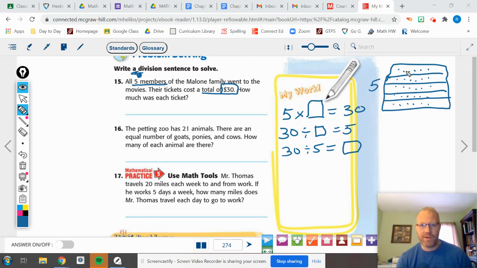How many are in each row? 1, 2, 3, 4, 5, 6. 6 in each row. So how much was each ticket? $6 each.